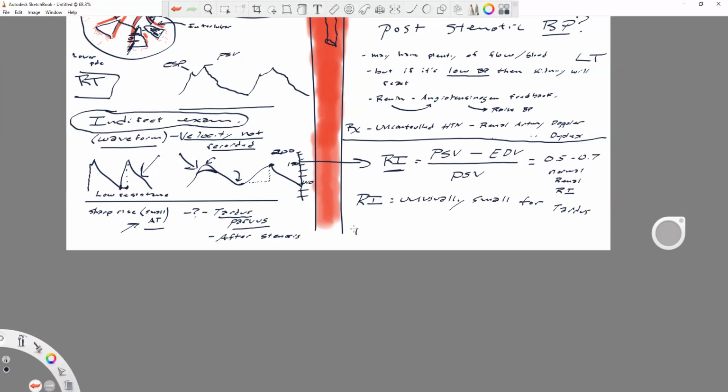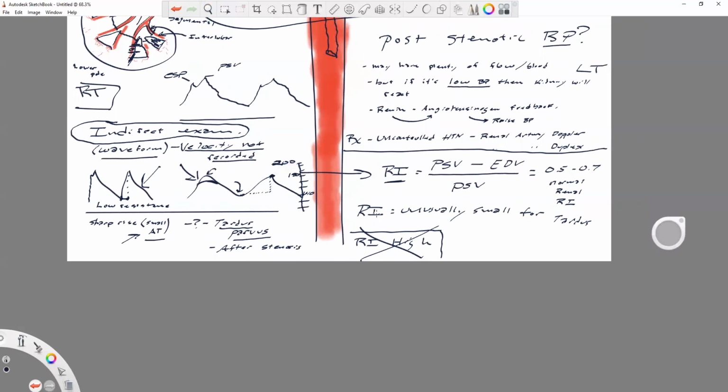And by the way, if RI is high, that tends to be more like rejection. So if it's a kidney transplant, the resistive index is high, meaning you have more resistance to flow. You have more resistance to flow, the resistive index is going to increase. But we're not going to find that in this exam because that's just not what we're looking for.